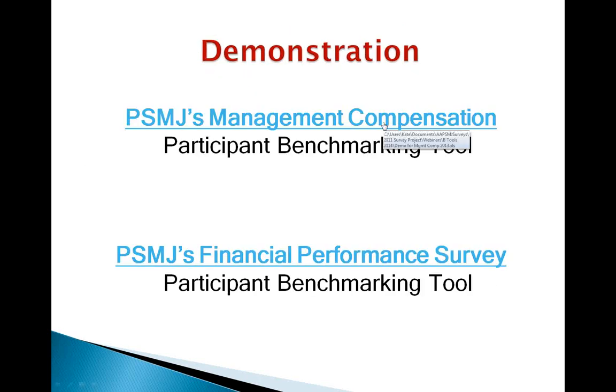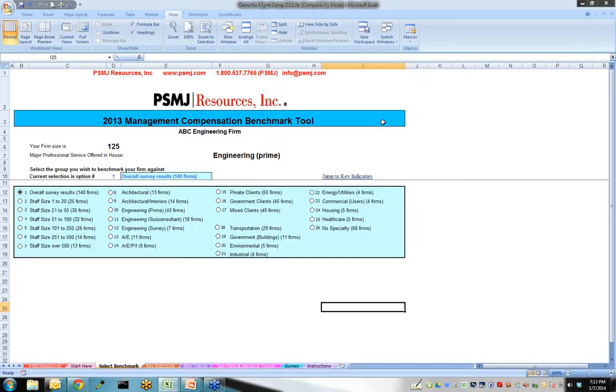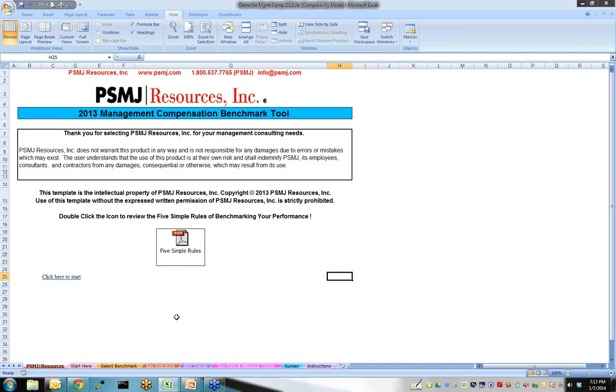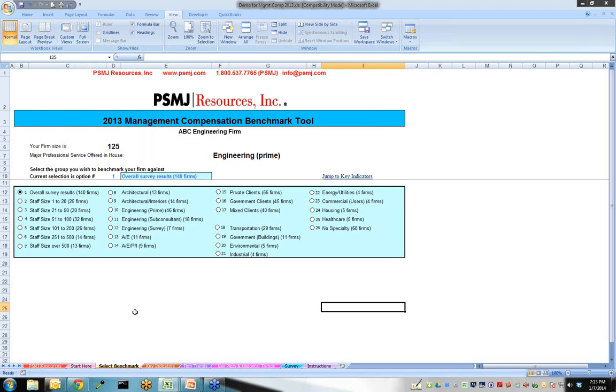We'll start with our PSMJ management compensation tool. And this is exactly what the tool will look like when you get it. Generally, you will start here on the landing page, which will remind you what the five simple rules of benchmarking are. The next is, again, this is an Excel workbook, so there are tabs across the bottom. We'll go next to select benchmark, and let me explain a little bit about the layout of this page. We indicate the firm size here, which is 125 people, and the major service that they offer is engineering as prime, and this is pulled directly from their survey.